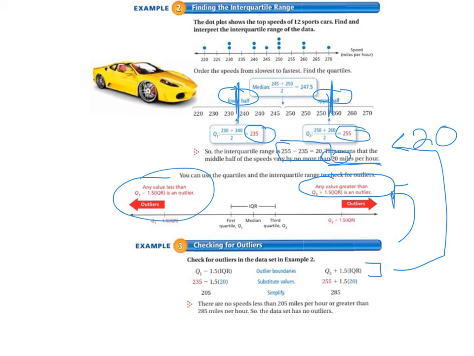So when we do that math or simplify, we end up with 205 for being our lower value and 285 for being our upper value. So if there was anything lower than that on the left or higher than that on the right, those would be outliers. There are no speeds less than 205 miles per hour or greater than 285 miles per hour. So this data set has no outliers.